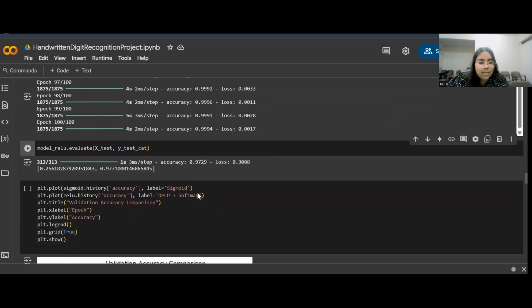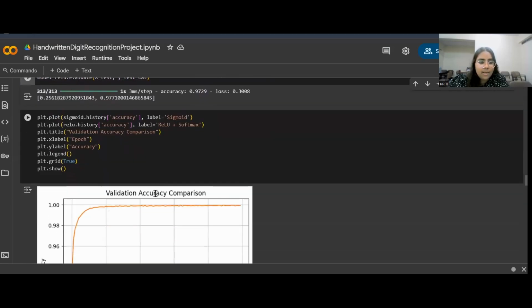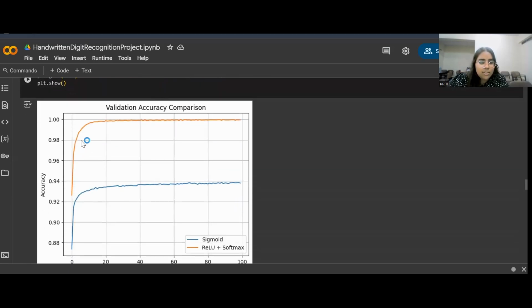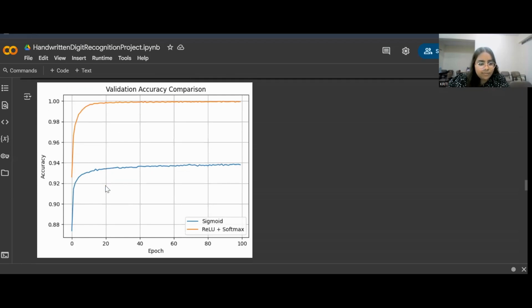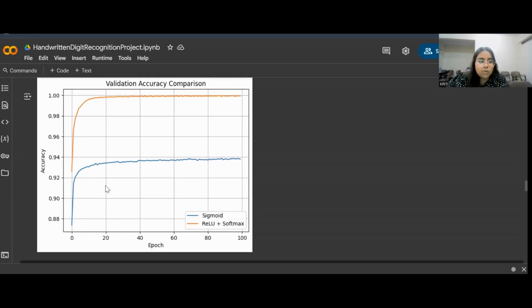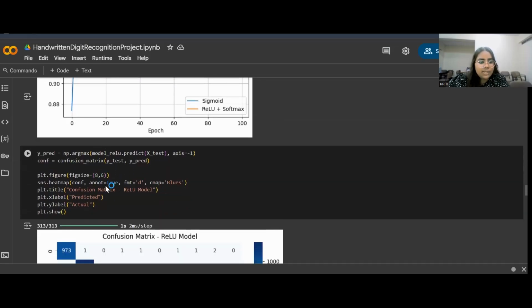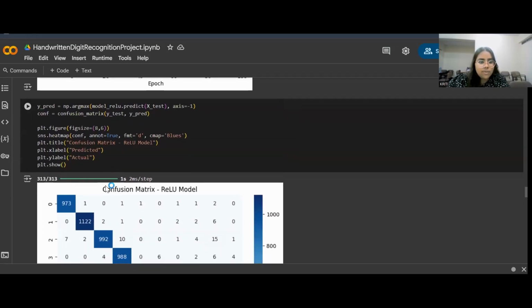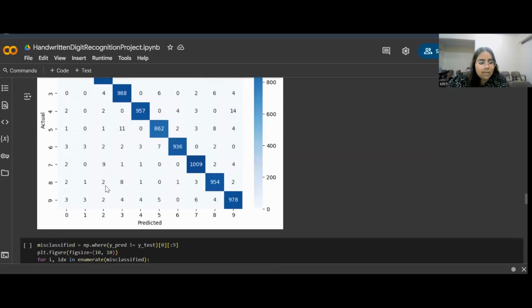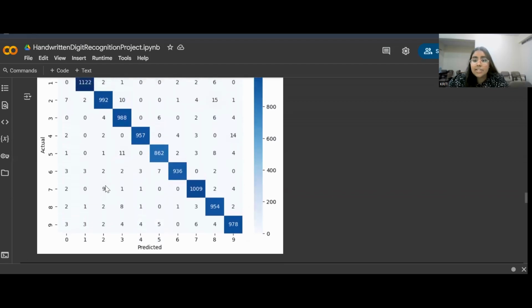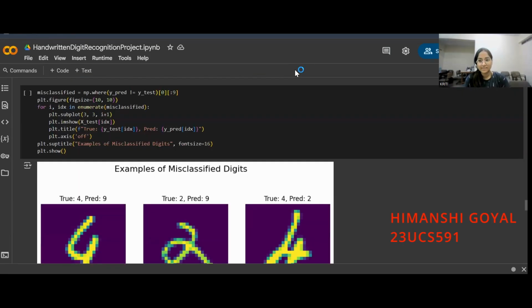Then again, we are plotting the accuracy for both the models using the matplotlib library. We can see the accuracy for the ReLU model is 97%, and that for the sigmoid function is approximately 91 to 92%, which is lower due to the vanishing gradient issue. Then we are using the seaborn library and plotting the confusion matrix for our data. As we can see, the x-axis shows the predicted values and the y-axis shows the actual values. The actual value was 9, but the model predicted 0. There were 3 cases.